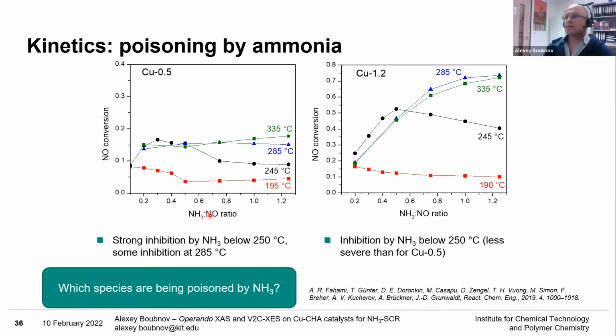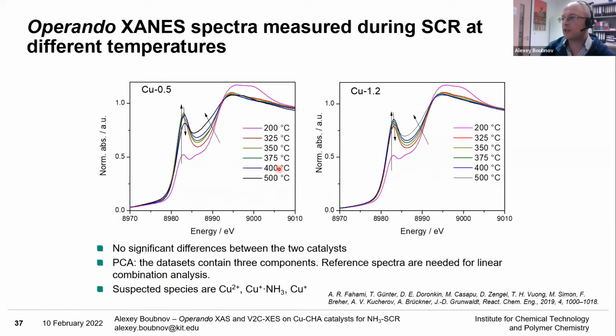Now the question is, we see that at lower temperatures, ammonia is a poison because it decreases the rate of reaction. Now we want to find out which species, which sites in the catalyst are actually being poisoned. So in order to do that, we run the SCR reaction at the synchrotron and measure the XANES spectra, ramping on the temperature scale, which refers to this seagull profile, and we see a number of changes.